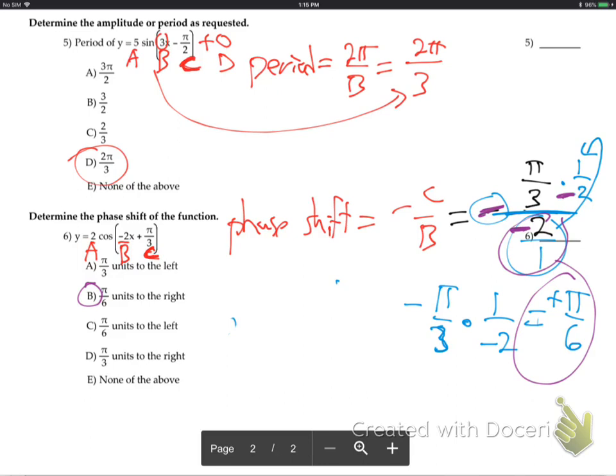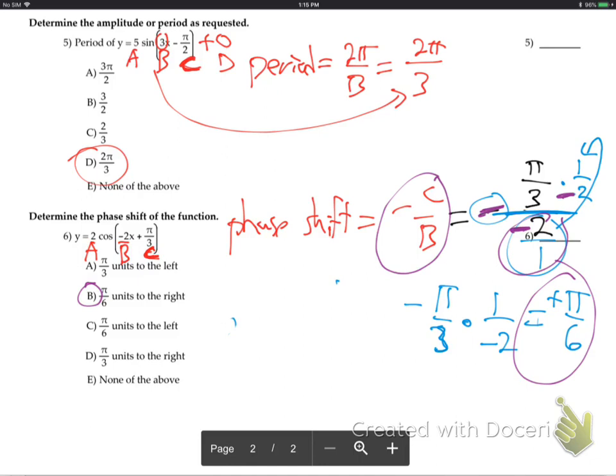So notice, if you're just looking at these parentheses and you see a plus there, it's not that simple, because that threw it off. Don't do it that way. I was trying to go with an easier rule too. No, in general, just use my little formula, which is negative C over B.